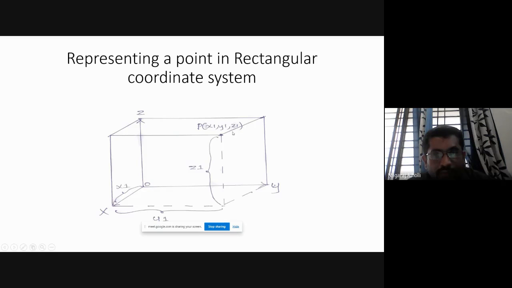Why is it x1 comma y1 comma z1? Because I have moved by x1 units on the x coordinate, then parallel to y I have moved by y1 units, and parallel to z I have moved by z1 units. So this is how from the origin we trace the point x1, y1 and z1, and we get the coordinate we want to represent in the rectangular or Cartesian coordinate system. Clear here?